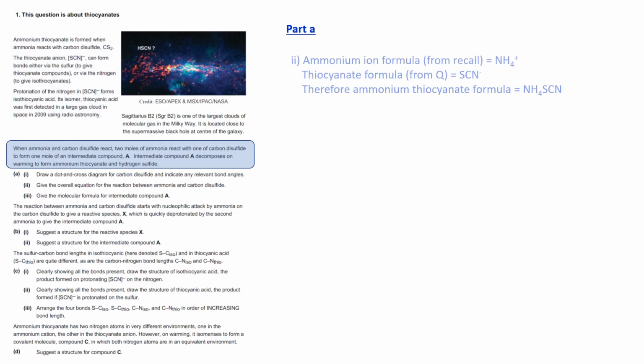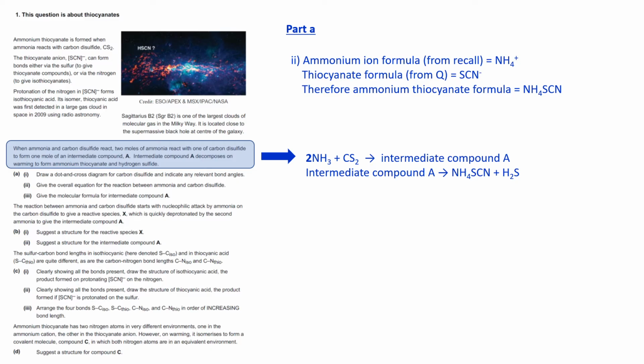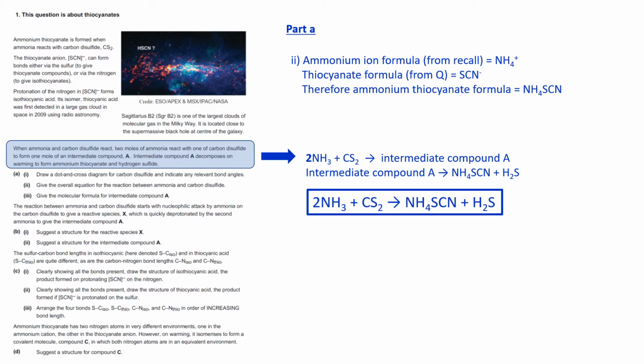So let's look at the next part. They want an overall equation for the reaction between ammonia and carbon disulfide. So the ammonium thiocyanate formula that we're looking for is NH4SCN. Obviously the cation is the NH4 and the anion is the SCN. So it tells you that 2 ammonias and carbon disulfide make an intermediate compound which goes on to decompose into NH4SCN and H2S. So bringing those two things together by cancelling out intermediate compound A gives you this.